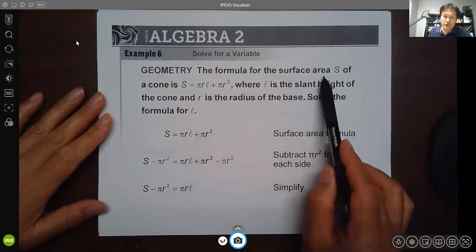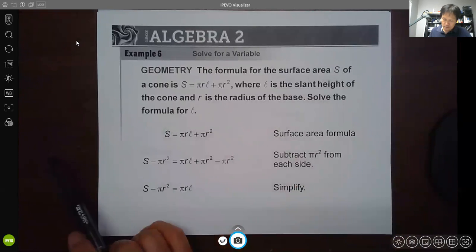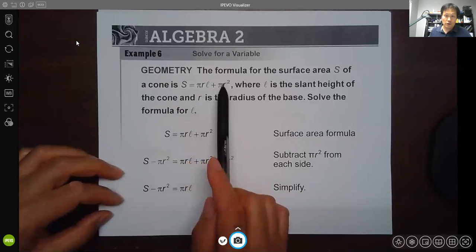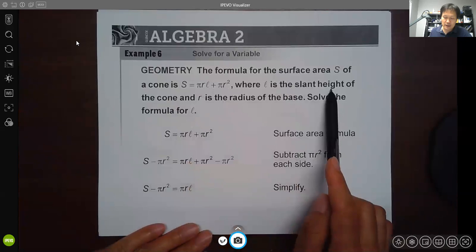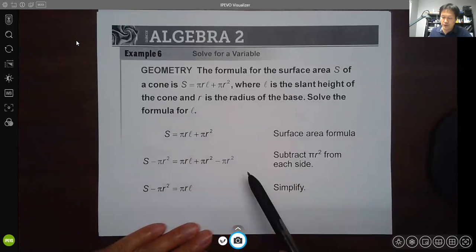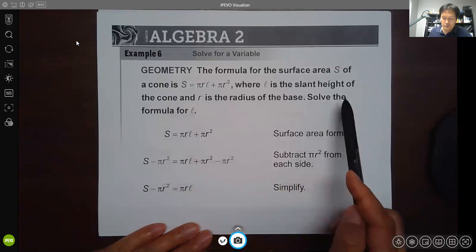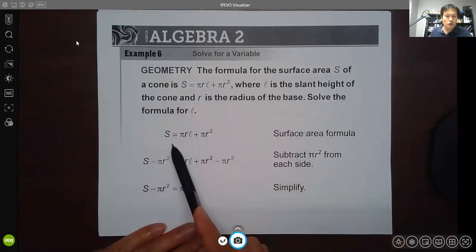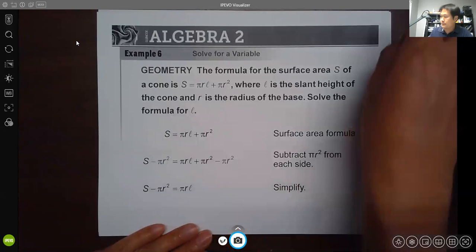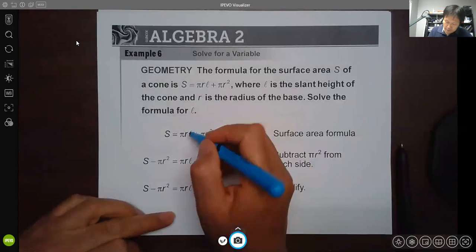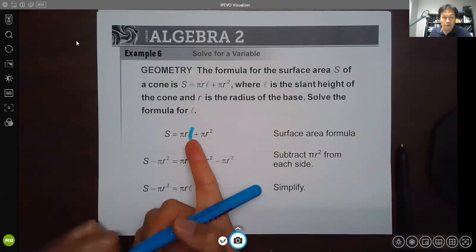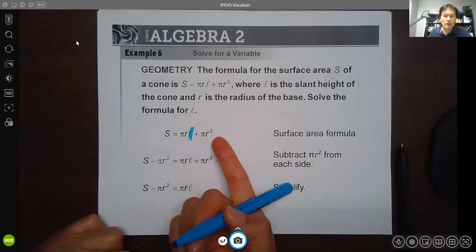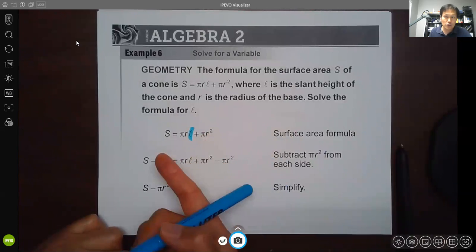The formula for the surface area S of a cone is S equals pi r L plus pi r squared. L is the slant height, r is the radius. Solve for L. So this is a given formula. You need to solve for L, meaning get rid of everything else from the right-hand side. So at the end, you have L equal to blah blah.